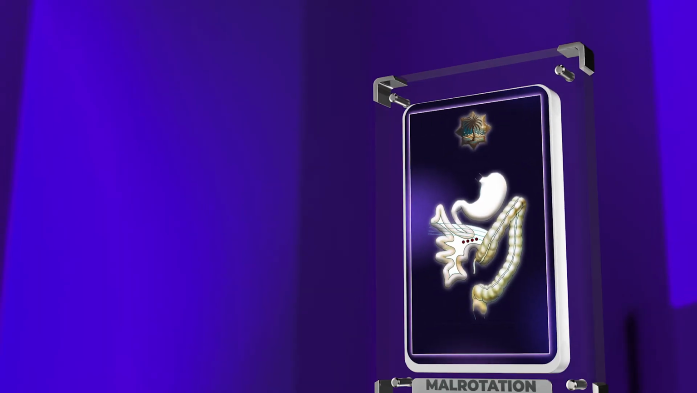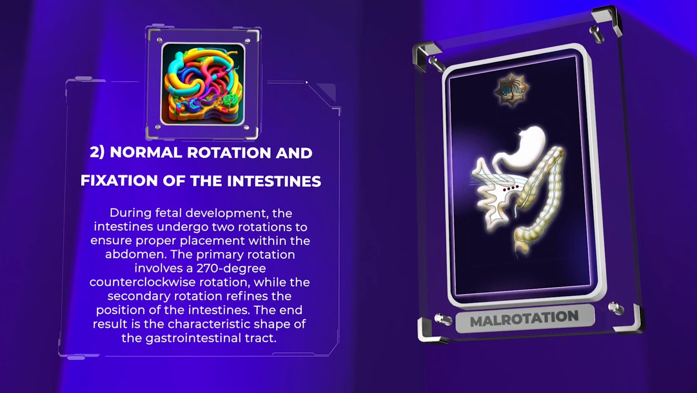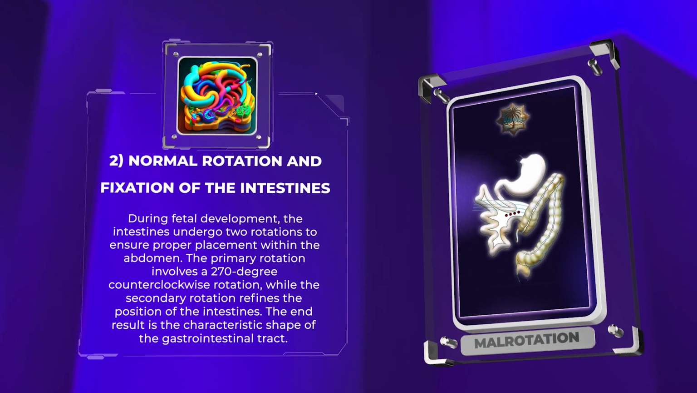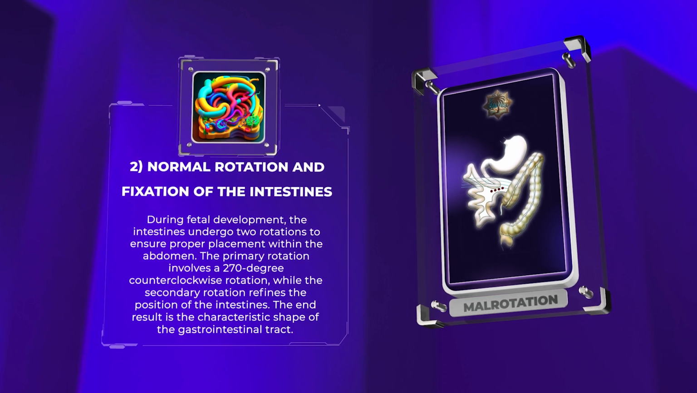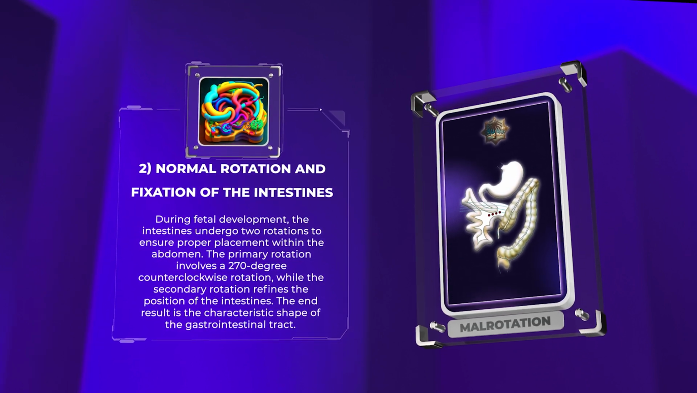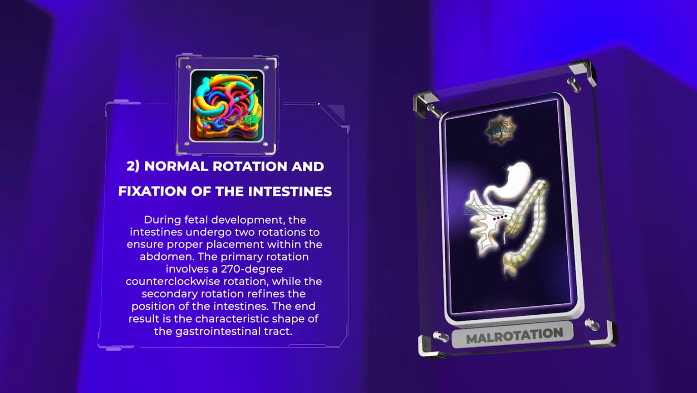During fetal development, the intestines undergo two rotations to ensure proper placement within the abdomen. The primary rotation involves a 270-degree counterclockwise rotation, while the secondary rotation refines the position of the intestines. The end result is the characteristic shape of the gastrointestinal tract.